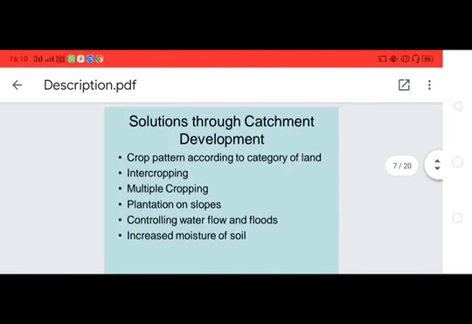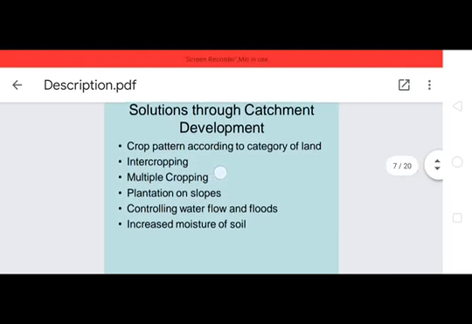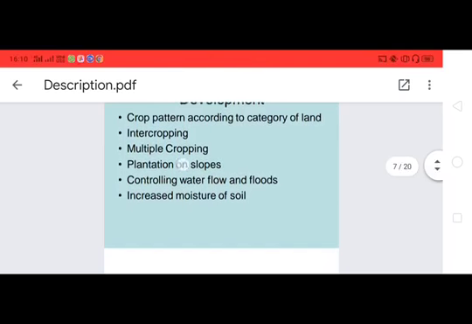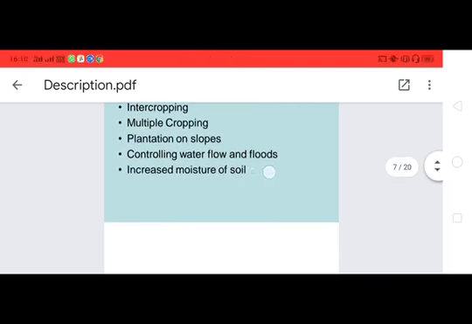Then what problems can be solved? What solutions can we have by developing a catchment area? That is summarized as you can see. Crop patterns according to the category of land, intercropping, multiple cropping, plantation on slopes, controlling water flow and floods, and increased moisture of soil.